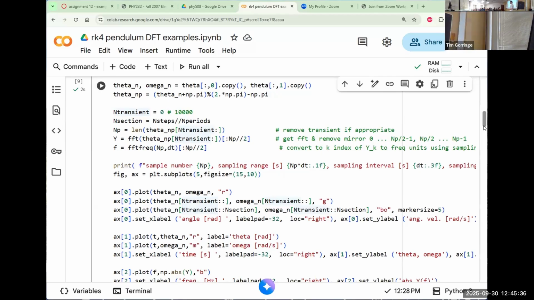Once I got my solution, I do this unpacking. The solution for theta and omega was wrapped up in a 2 x n array. So I unpacked the two columns of the array into two separate one-dimensional arrays, one for theta and one for omega. So those are my solutions to my ordinary differential equation.